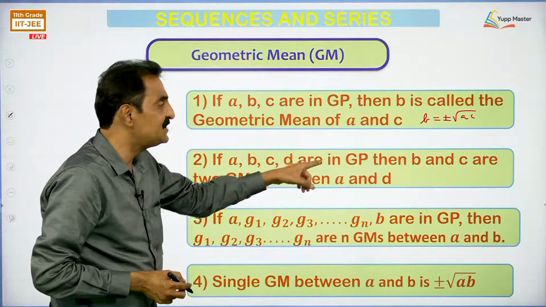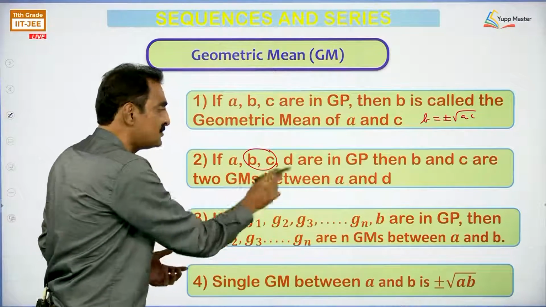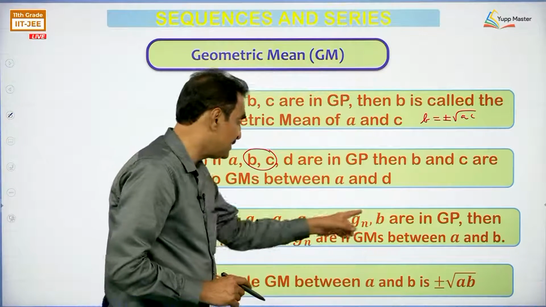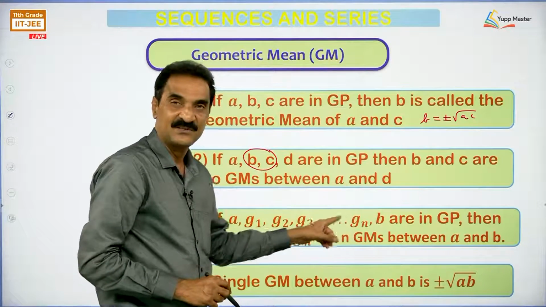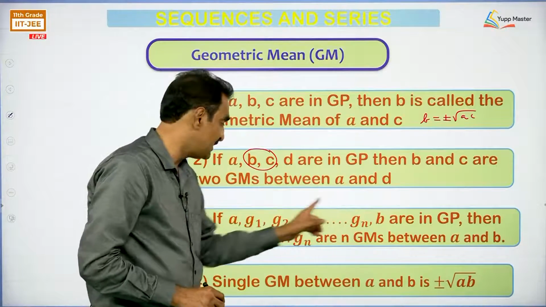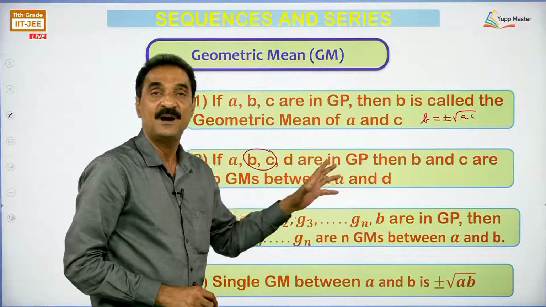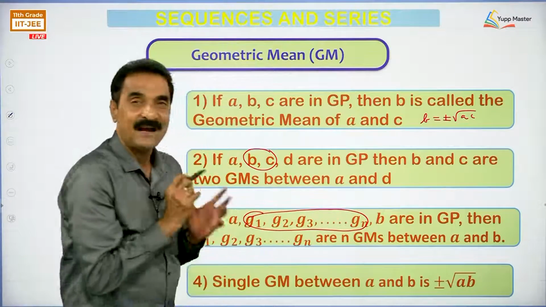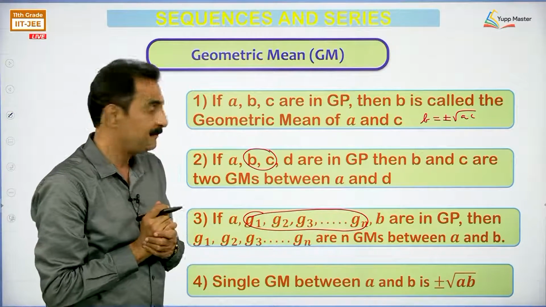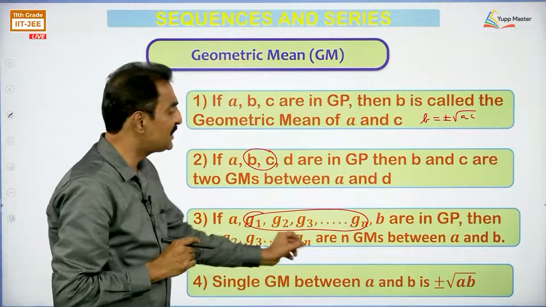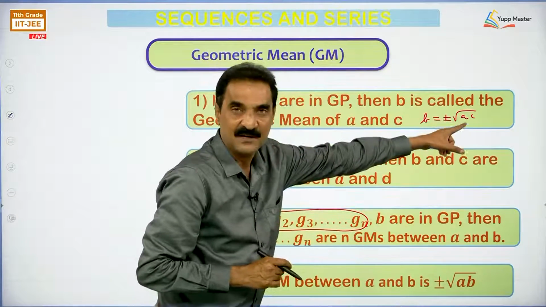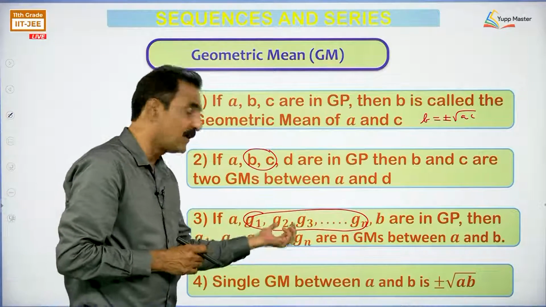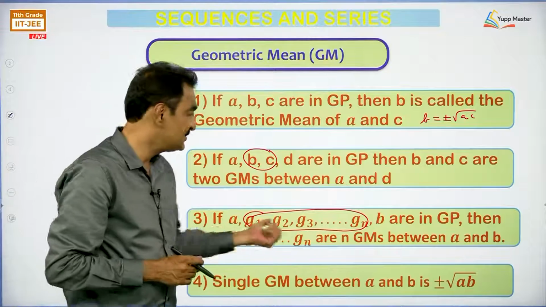If a, b, c, d are in GP, then b and c both are called two geometric means between a and d. Similarly, between a and b you can have n geometric means like this. If the series a, G1, G2, G3 and so on Gn, b are in GP, then these numbers G1 to Gn are called n geometric means between a and b. Okay. Now a single geometric mean between a and b is plus or minus root ab, same thing. Now we are going to discuss how to find a particular geometric mean in this GP.